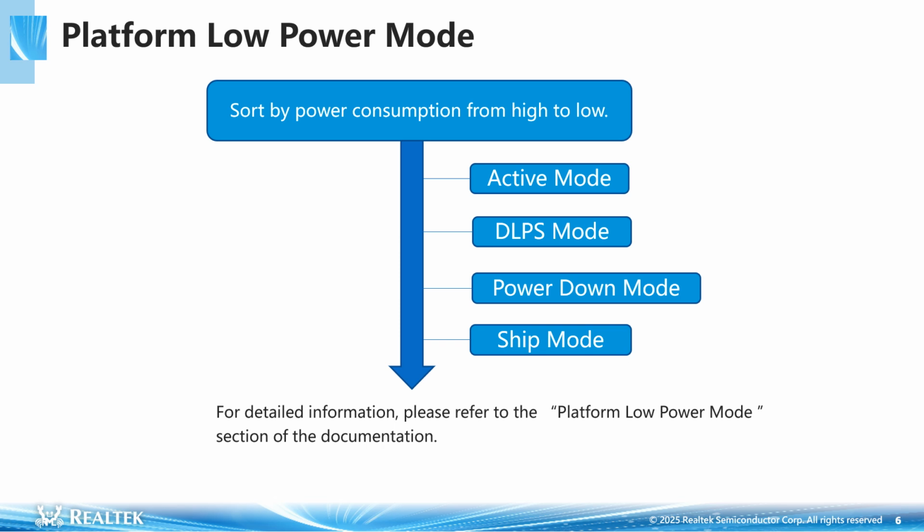There are a total of 4 modes in the platform: active mode, DLPS mode, power down mode, and ship mode, ranked from highest to lowest power consumption. For detailed information, please refer to the platform low power mode section in the documentation.